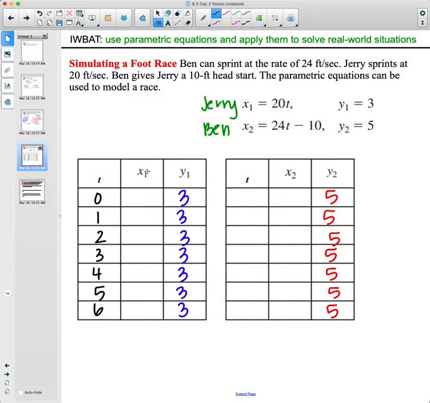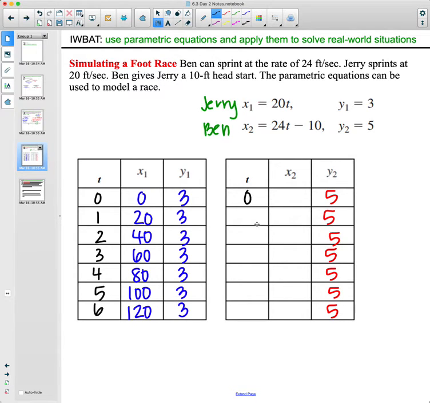So we'll plug in 0 to x1. 20 times 0 is obviously 0. 20 times 1 is 20. 20 times 2 is 40. 20 times 3 is 60. 20 times 4 is 80. 100. And then 120. So this is how many feet he went in 6 seconds, 120 feet.